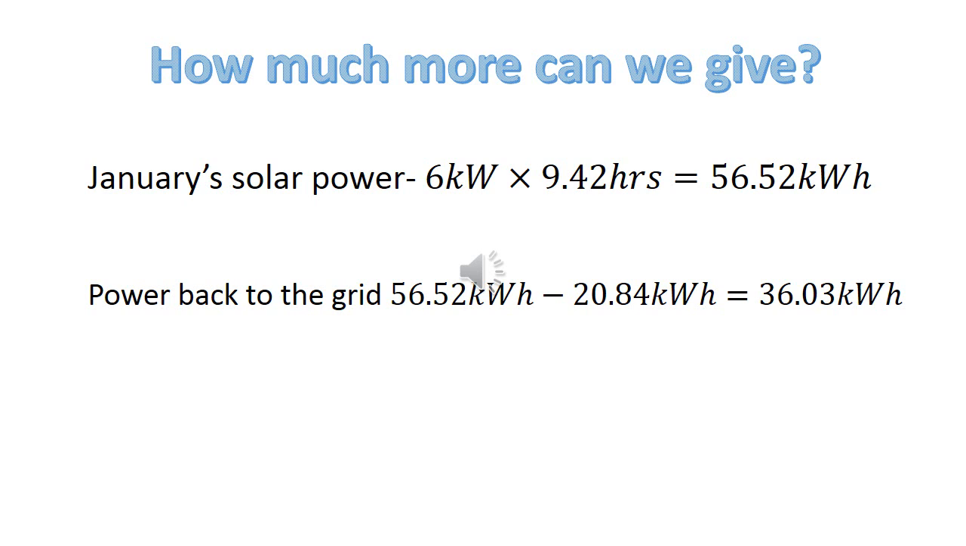If we convert these hours of sunlight into kilowatt hours, using the previously mentioned formula of kilowatt hours equals kilowatts times time, we can see that 6 kilowatts times 9.42 hours equals 56.52 kilowatt hours per day. If we take away my family's highest daily electricity consumption of 20.49 kilowatt hours per day from the 56.52 kilowatt hours per day the solar system is producing in the month of January, we can see the solar system is providing my electricity company with 36.03 kilowatt hours of renewable electricity per day.